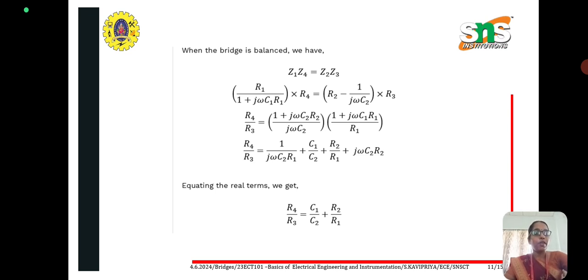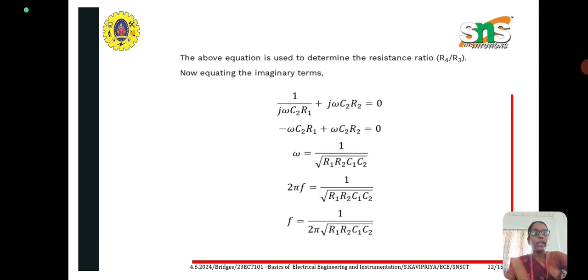So after simplifying, we have to separate the real and imaginary parts separately. So while equating the real terms, we'll be getting R4 by R3 equal to C1 by C2 plus R2 by R1. While equating the imaginary part, we'll be getting 1 by j omega C2 R1 plus j omega C2 R2 is equal to 0. So while equating the imaginary part, 1 by j will be taken as minus j. While equating the imaginary part, we won't be considering the j terms. Excluding the j terms, we'll be having minus omega C2 R1 plus omega C2 R2 is equal to 0.